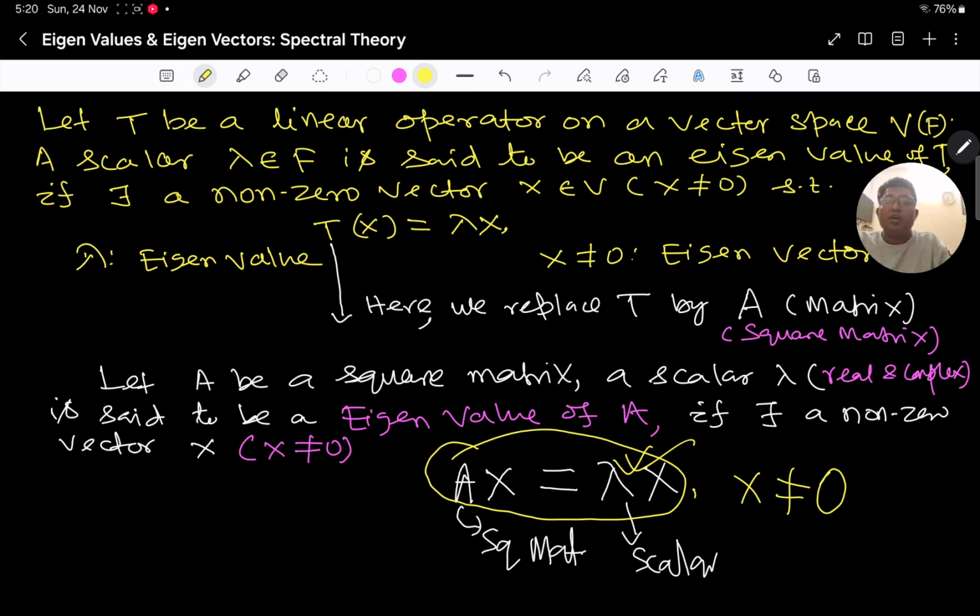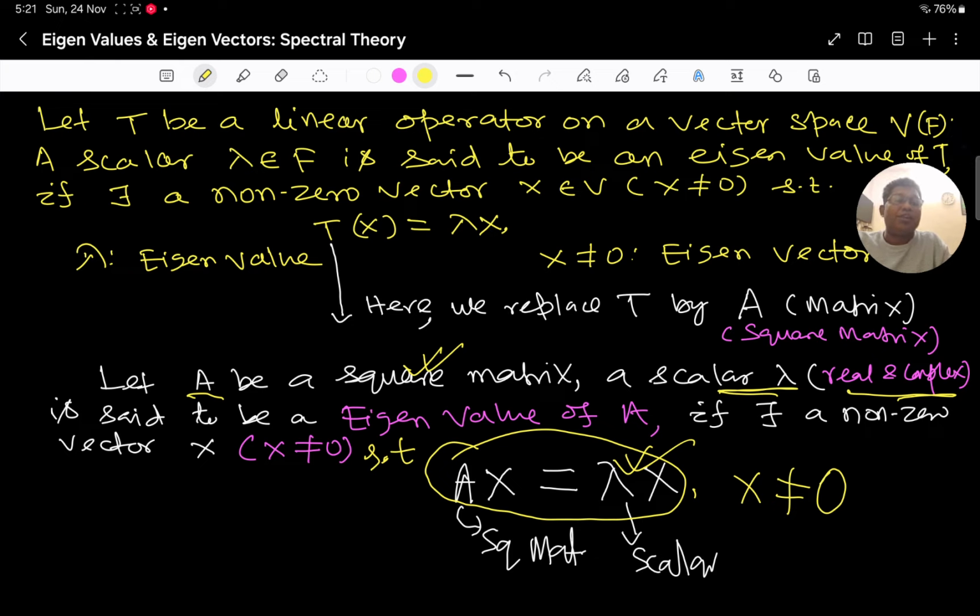Now if I think of the definition, A is a square matrix. Note that it must be a square matrix. And lambda is a scalar. This scalar may be real or complex. And this lambda is said to be an eigenvalue of A if there exists a non-zero vector x, x must be not equal to 0, such that this equality holds: A x equals lambda x. So this is the basis of your eigenvalue.